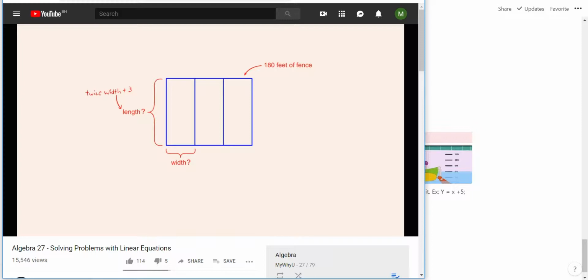Fortunately, using algebra, the length and width of the pens can be calculated. To find the length and width, we assign the unknown variable to either quantity and write the other quantity in terms of that variable. Let's let the variable w represent the width of a pen. Since the length of a pen is twice its width plus 3 feet, we can write the length as 2w plus 3.